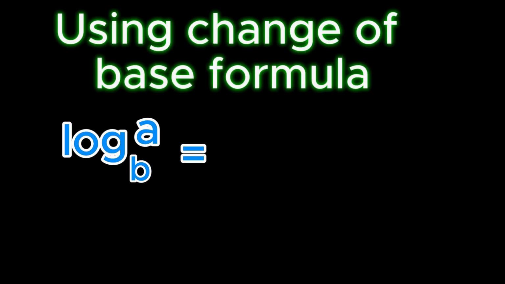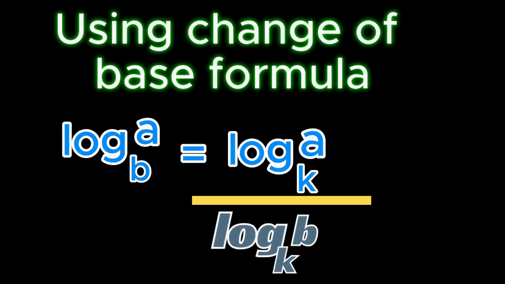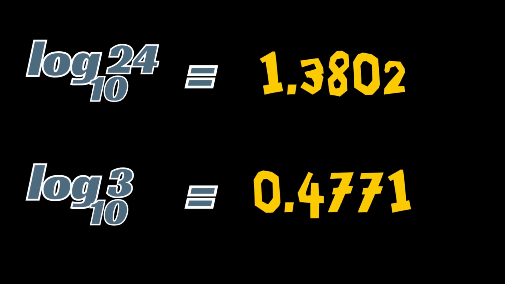You can use a change of base formula. That is, log base b of a equals log base k of a divided by log base k of b. We can change k to 10, and this is referred to as common logarithm. So, log base 3 of 24 equals log base 10 of 24 divided by log base 10 of 3. We can solve this using a calculator.